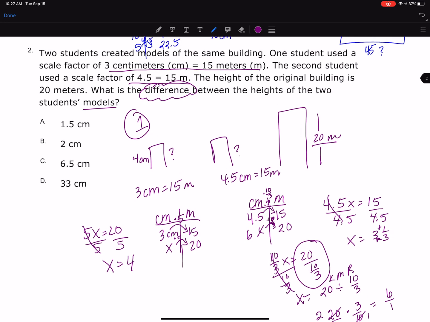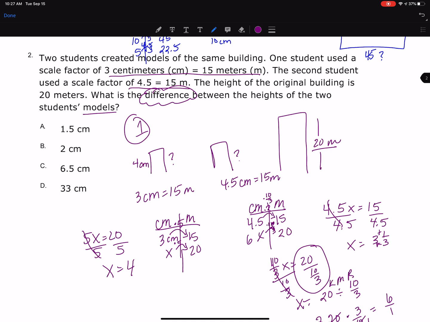Now, this is not the end here because it asked me what's the difference between the two heights. So the height of this one is 6 centimeters. The height of this one for student 1 is 4 centimeters. So the difference between the two is 2 centimeters. 6 minus 4 equals 2.